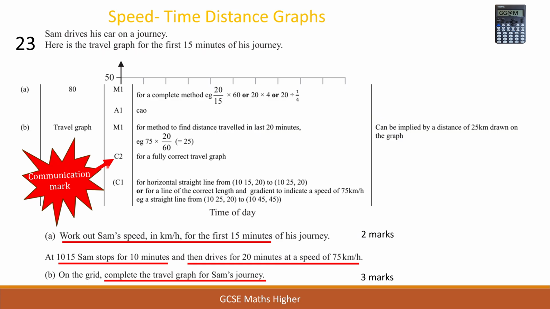This C is a communication mark, which means you need to use some words to explain what's going on, and you've got to be able to communicate clearly where your line is. So you can see here the points have been clearly written down to make sure you've drawn your graph correctly.